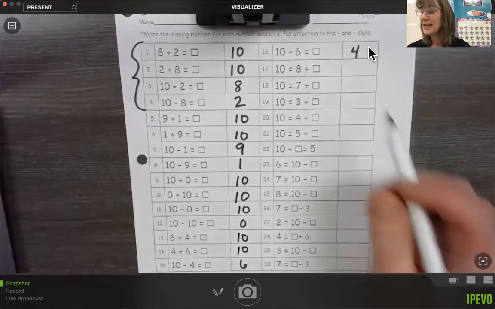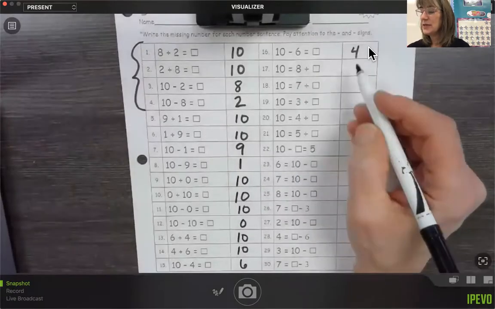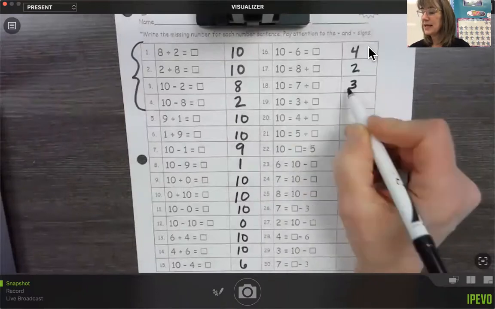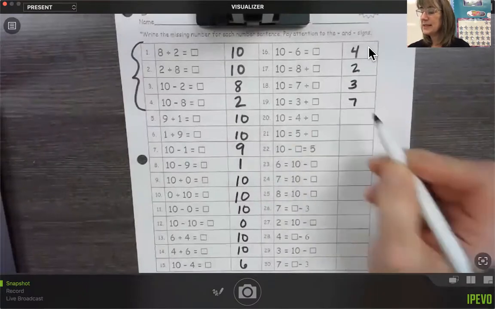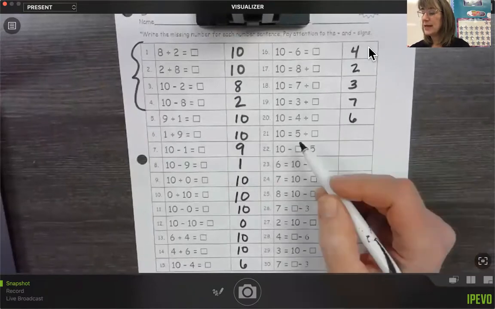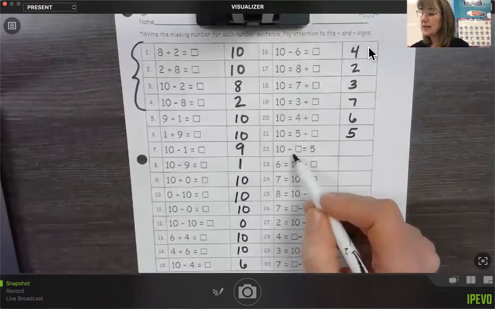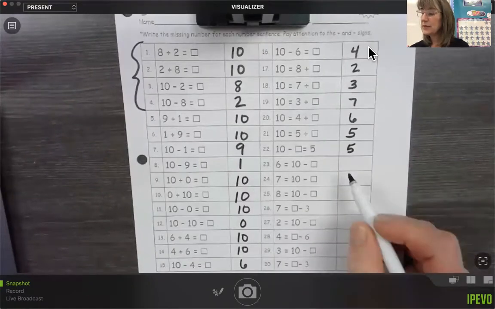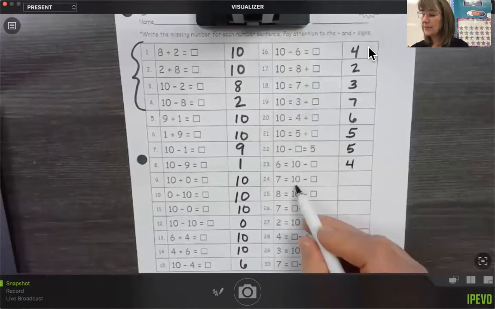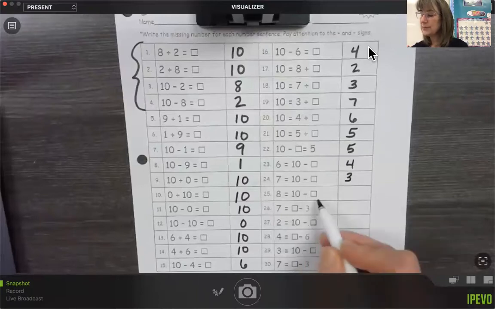Because we know that 8 plus 2 equals 10. 7 plus 3 equals 10. 3 plus 7 equals 10. 4 plus 6 equals 10. 5 plus 5 equals 10. 10 minus 5 equals 5. 10 minus 4 equals 6. 10 minus 3 equals 7. 10 minus 2 equals 8.